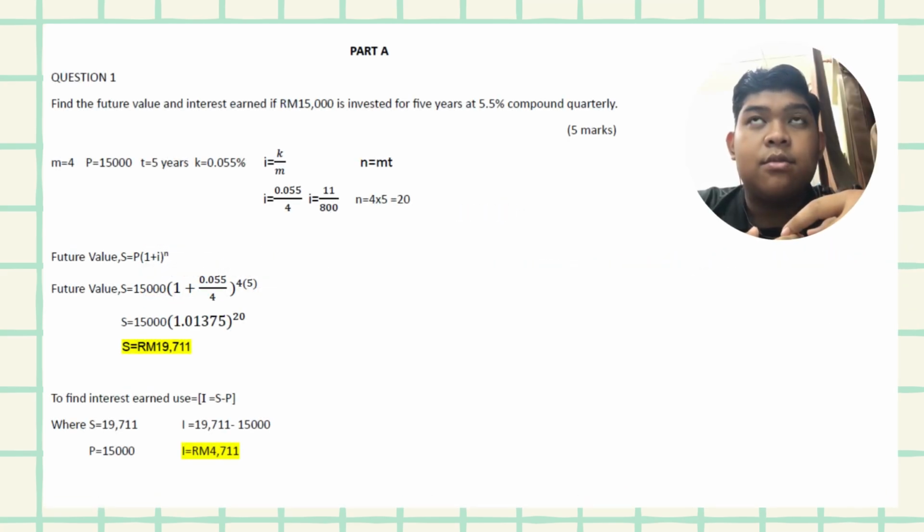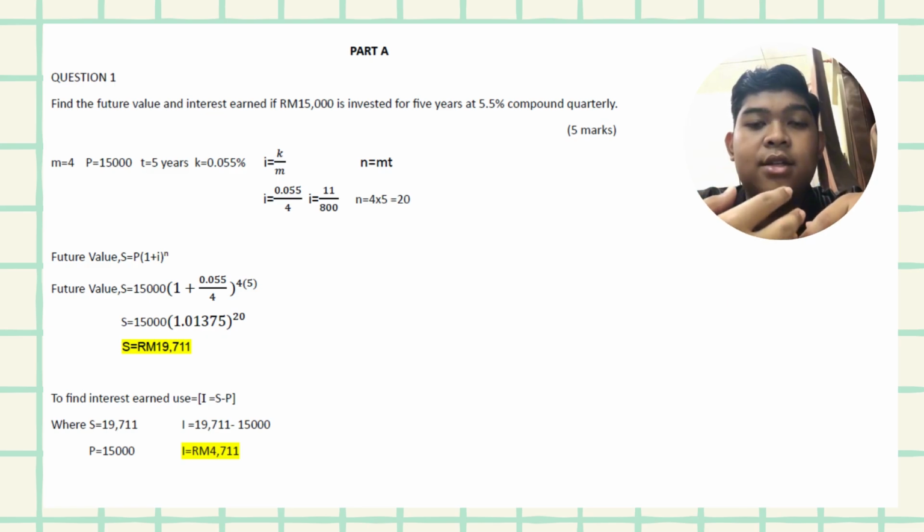My name is Aiman from J4BA1171G. Today I want to explain to you about compound interest. Question 1, Part A, Set B. So firstly, you must find the keywords from the question. From this question, you must find P, k, m, and t.